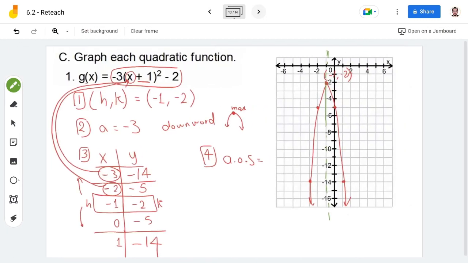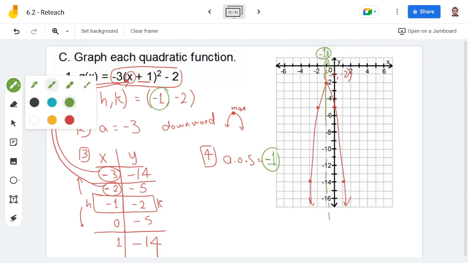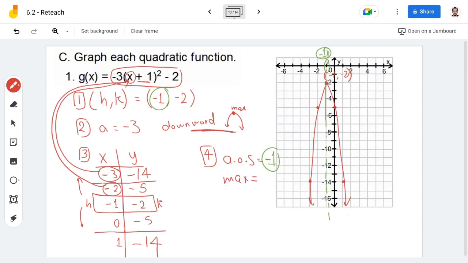Is H... what's H here? H is -1. So the axis of symmetry is what? -1. And if you go to the graph, what's the value here? It's -1. Okay. Now, what is the second one, which is the maximum? Because I told you it's downward, so it's maximum. So what's the maximum here?